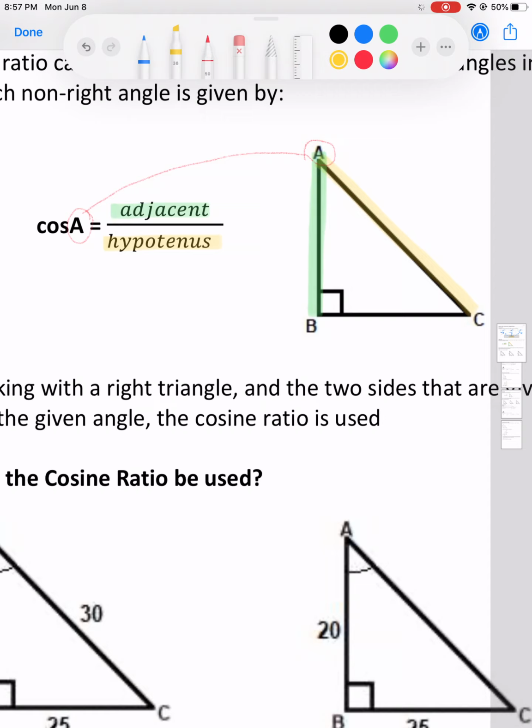So, hypotenuse, adjacent. That means if we are looking for this angle, angle A, and we have this side and this side, we can solve for that angle. Or if we have this angle and need this side, I can solve for this. Or if I have this angle and this side, I can solve for this. And I'm going to show you different examples.